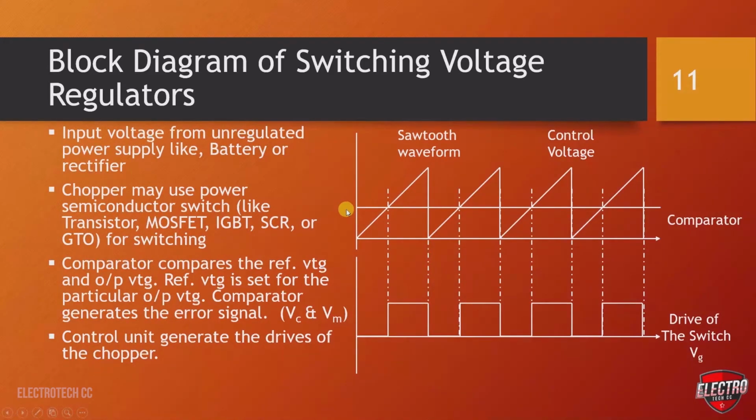Filters are normally used at the output to make the output voltage ripple free and smooth. The regulation is also improved. The width of the drive is continuously adjusted to regulate the output voltage. Hence, it is also called pulse width modulation control.